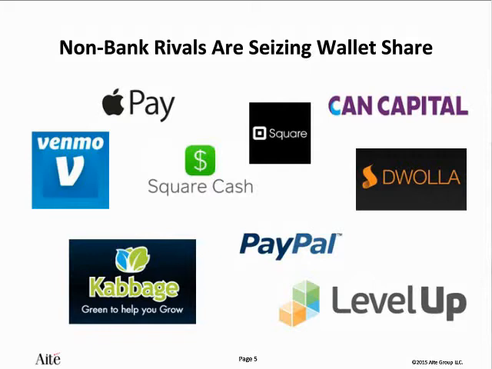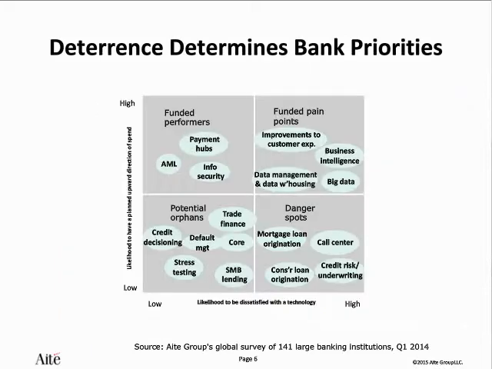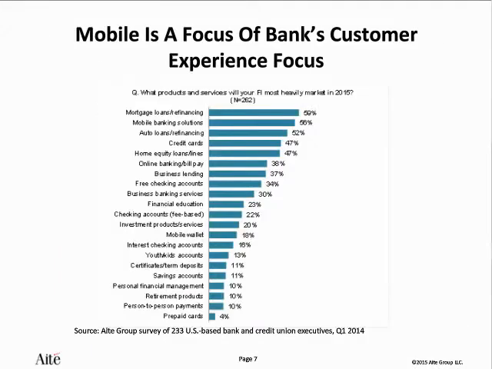I just want to drill down into this data a little bit more. We did a survey of 233 U.S. banks and credit unions recently. I'm struggling a little bit because the slide that I'm speaking to is a little small on my screen. We asked folks, what products and services will your FI most heavily market in 2016? As you can see there, mobile banking solutions were the second most important category at 56%.